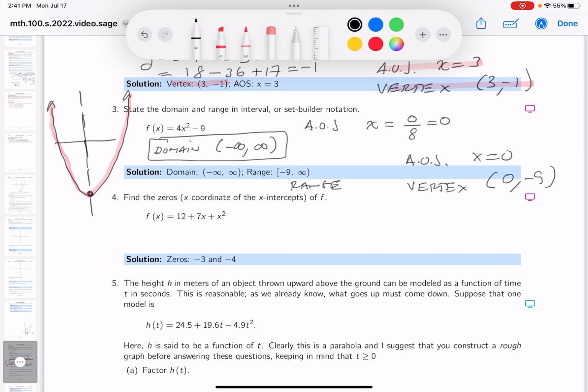Well, the least it could be is -9. And it's actually touching it. How do I know that? It's right this point over here. What's this point over here? (0, -9). And where's it going? Off to infinity. That's the range. So I put it in interval notation.